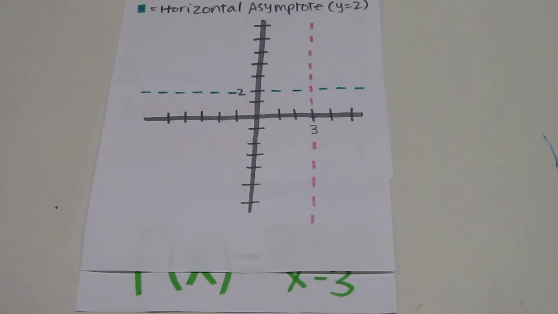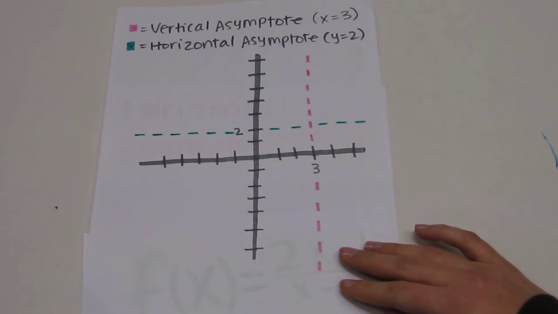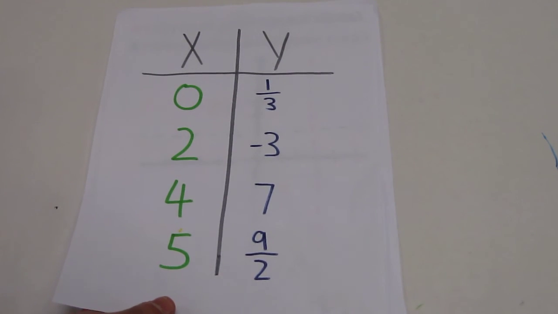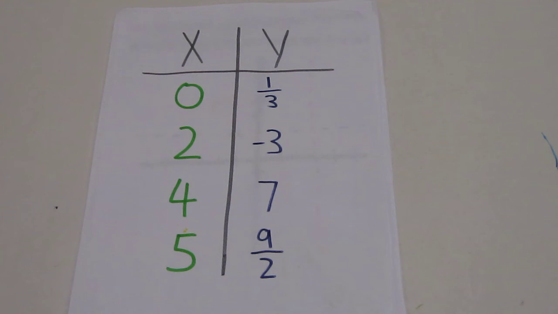The next step is to make a t-chart to find key points. When choosing points for the t-chart, you want to choose x values from the left and right of your vertical asymptote. Primarily, you always want to choose 0 as one of your x values. For today's graph, we chose the following x values: 0, 2, 4, and 5.